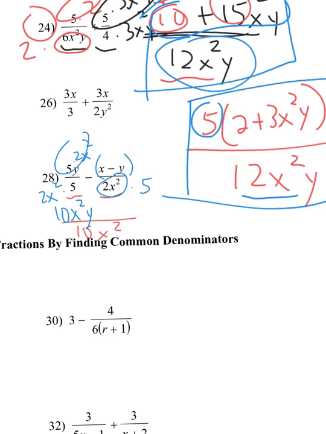Now you've got to be really careful here. I've got a binomial up there, so I'm going to put it in parentheses, and I would suggest multiplying by 5 out in front, and you've got this minus sign right here. So I need to take this minus 5 and distribute it to x minus y. That's going to be minus 5x, and then negative 5 distributed to negative y is plus 5y.